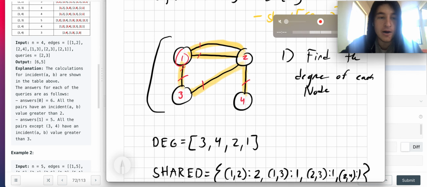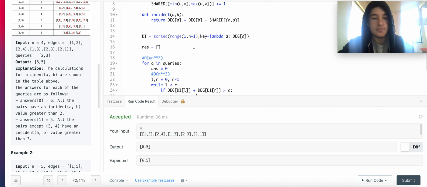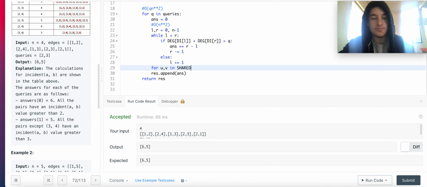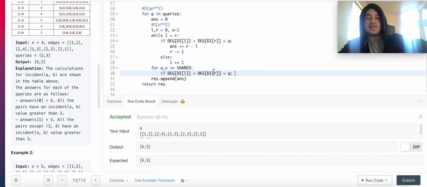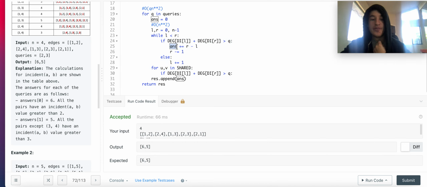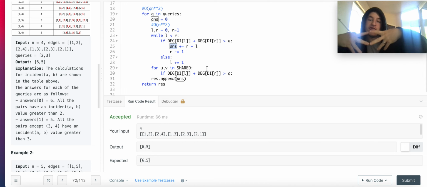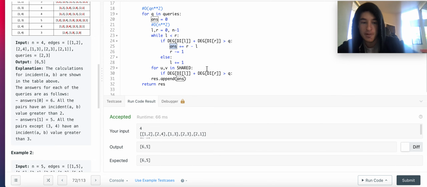So what we should do now is look at each edge in shared, right? And we'll say, well, if we thought this was a solution. So basically what I'm saying now is we've added all these potential solutions into answer. But it's possible that they aren't actual solutions because they have shared values which decrement the actual incident, right? So we thought they were solutions, so we added them into answer, but they may not actually be solutions because they have shared edges, right?